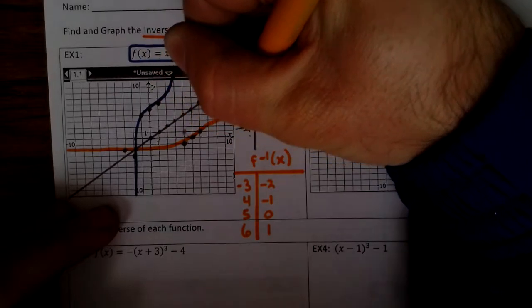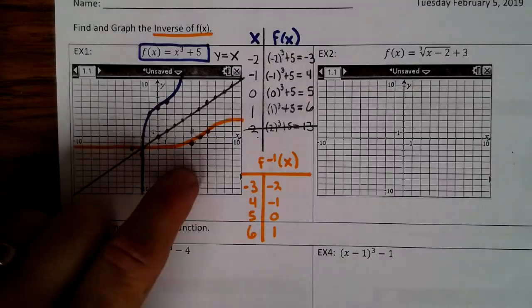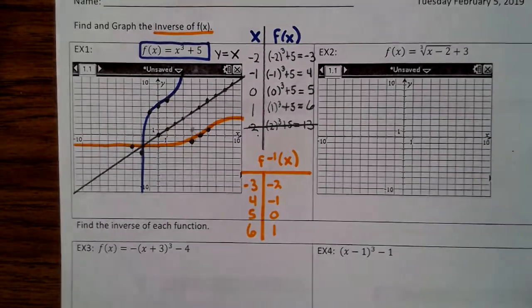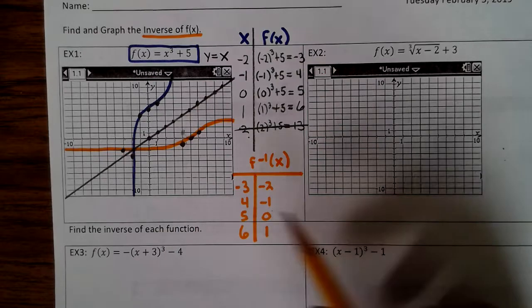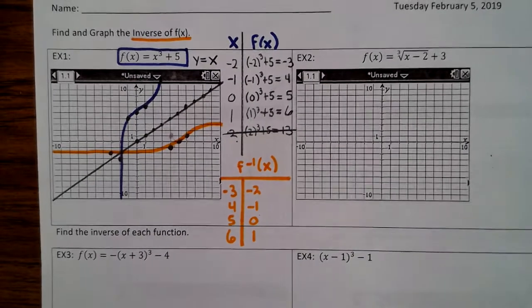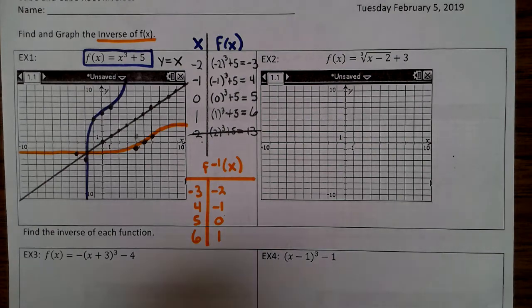So you can see here they reflect over the y equals x line. So this is definitely the inverse. All right, let's take a look at example 2. Okay, so again, I'm going to graph the function in blue and the inverse in yellow.